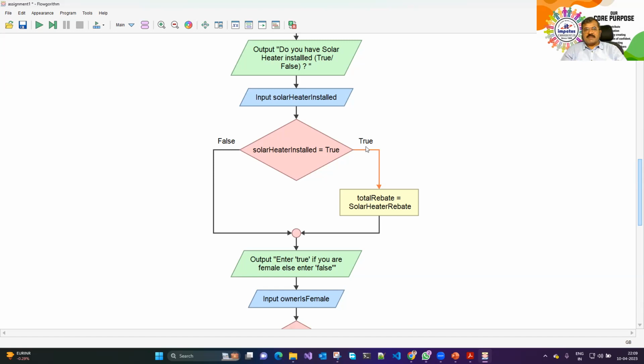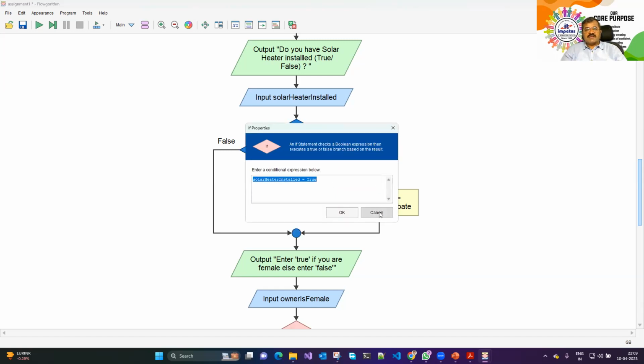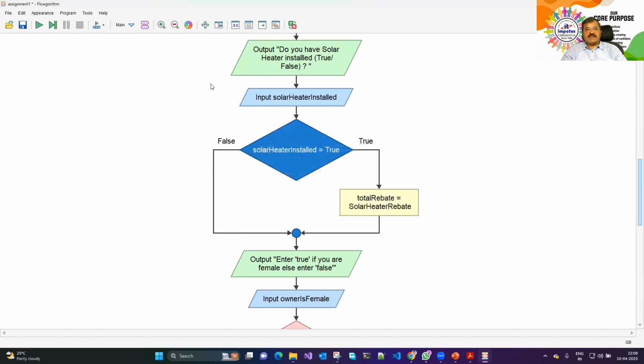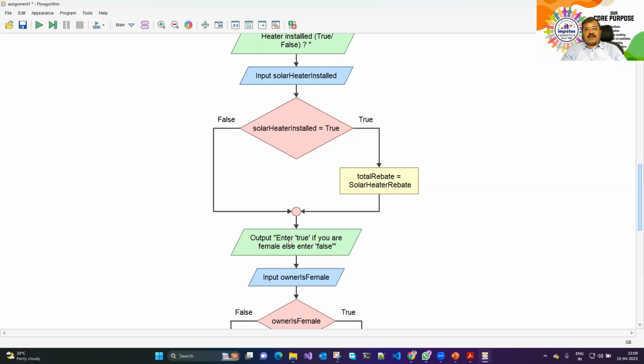See what happens. Whether it says double equal or single equal, what happens? Let's check it out.